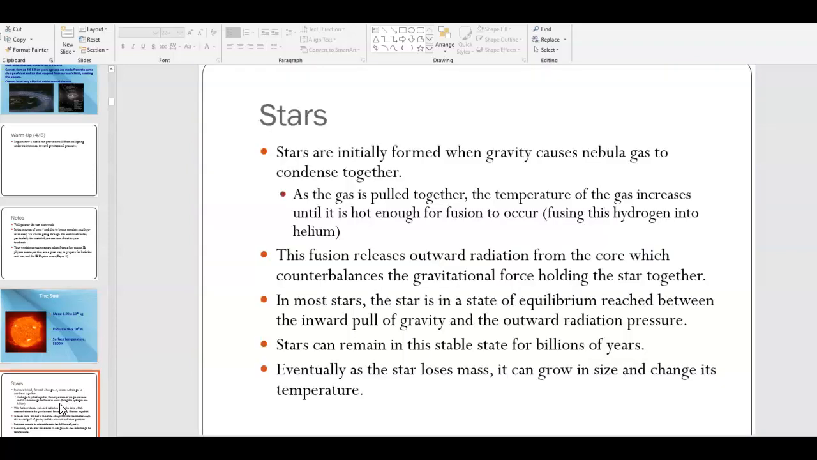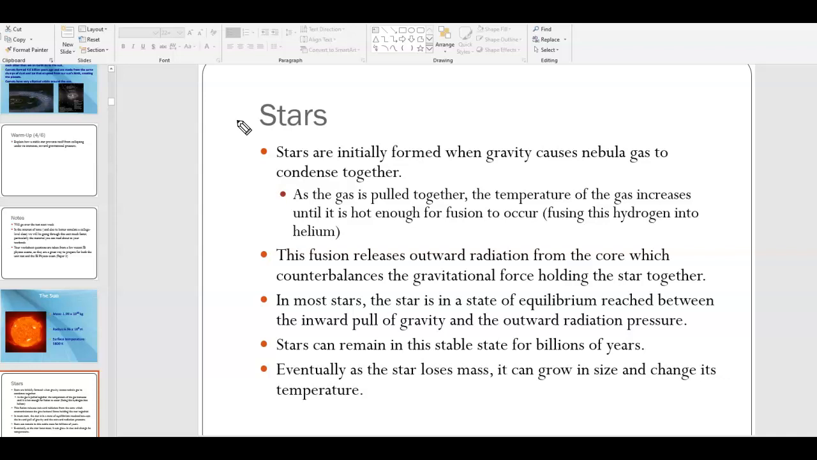So what we're going to talk about now is how do you form stars? And again, I will post videos about the formation of stars that you should watch through Khan Academy because they can do a much better job of explaining it than I can. But this is essentially how stars form.